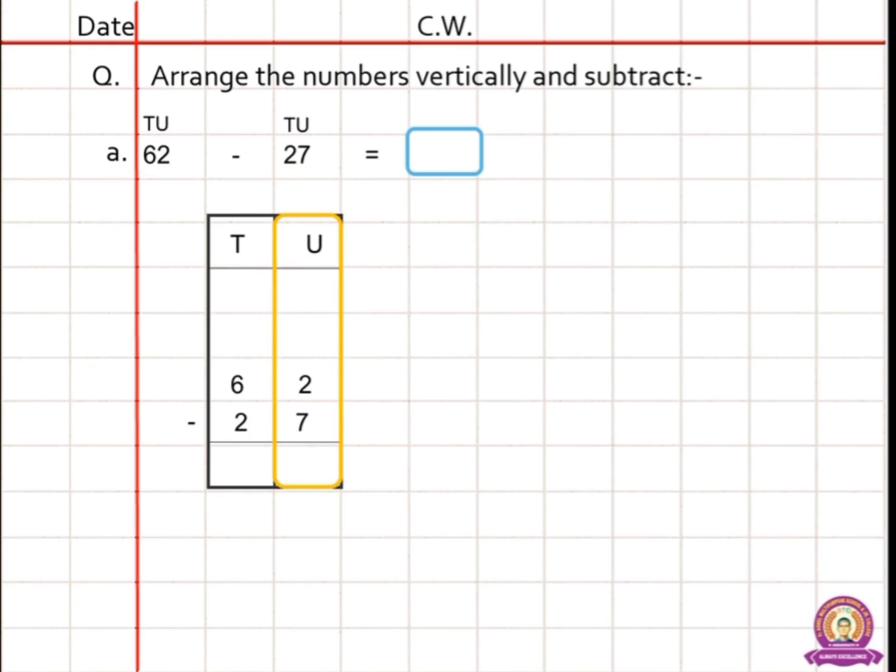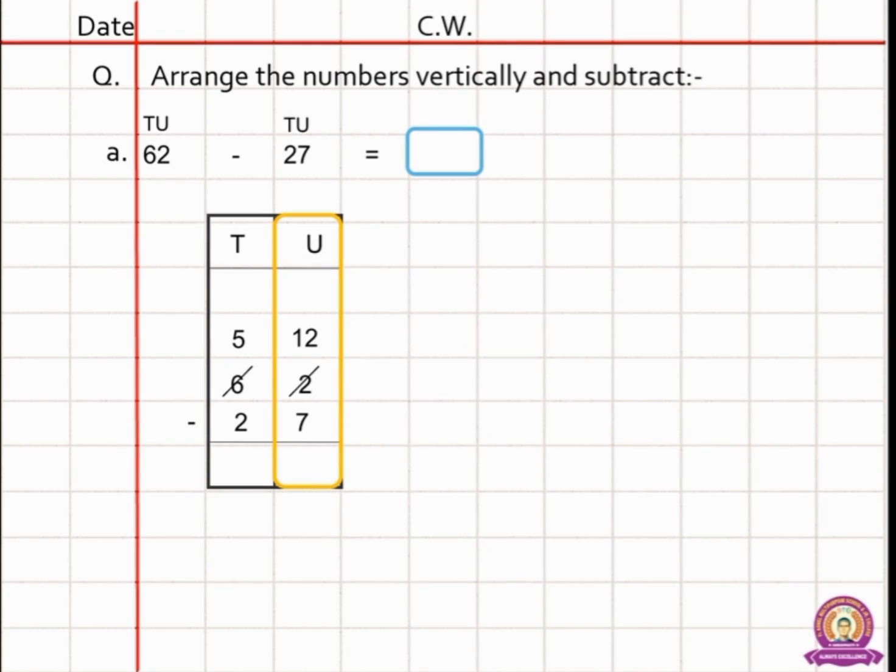Let's subtract the numbers in the units column. Do we have more on the top or in the bottom floor? Yes, in the bottom floor. So, we will have to borrow 10 more from the next door. 6 tens minus 1 10 is equal to 5 tens. Strike 6 and write 5. 1 10 plus 2 units is equal to 12 units. Strike 2 and write 12.